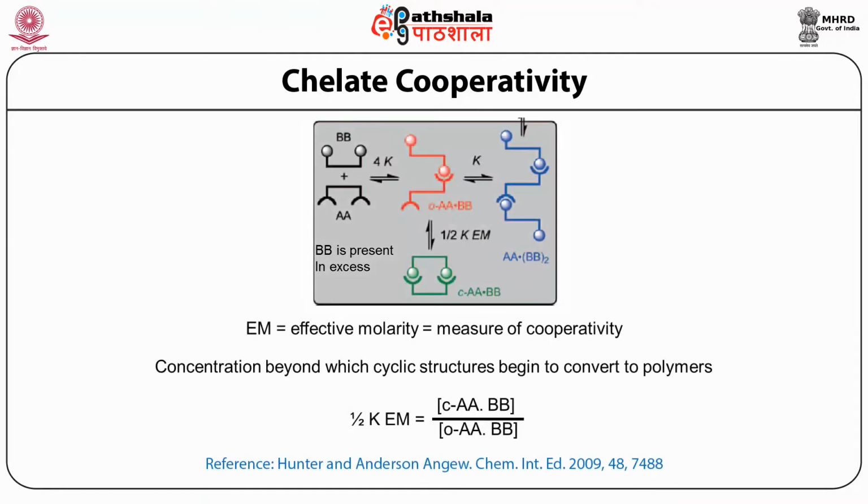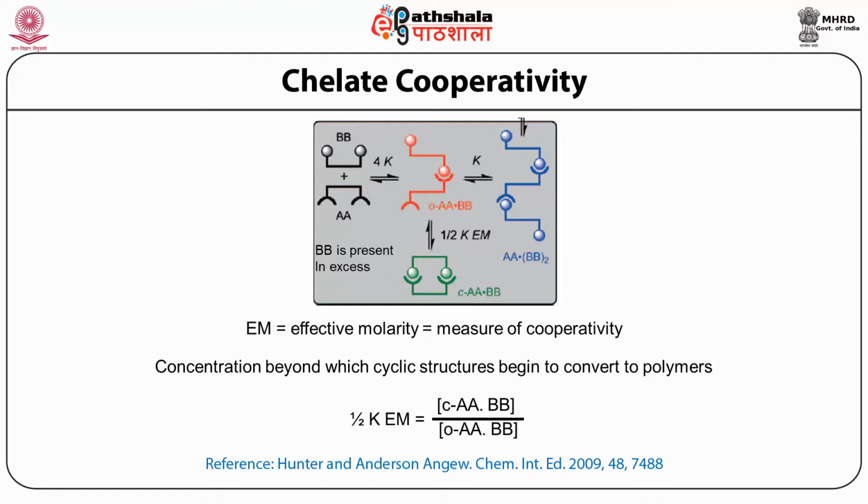When we look into the chelate cooperativity in terms of equation, we have one receptor with 2 binding sites AA, and one ligand with 2 donating sites BB. They form this 1:1 complex of intermediates, which is an open chain analog, with an association constant 4K, where 4 is the degeneracy factor. Then this intermediate can either go into the cyclic, that is the green product, where it closes, or it can also form a 2:1 complex, which is also an open chain analog, given in blue.